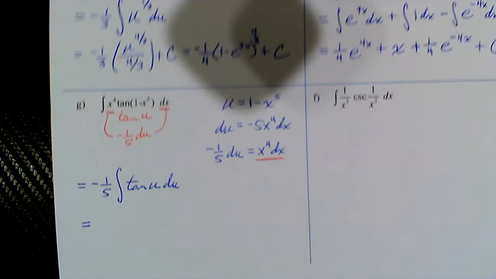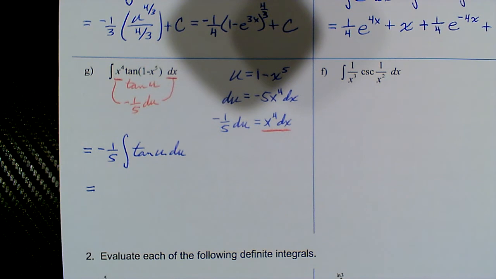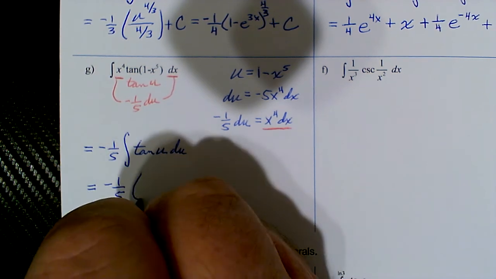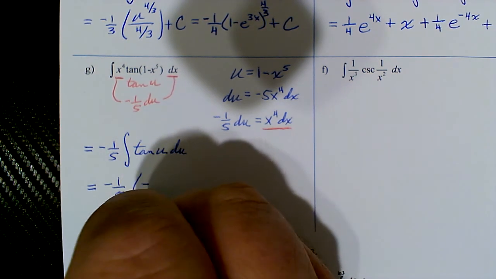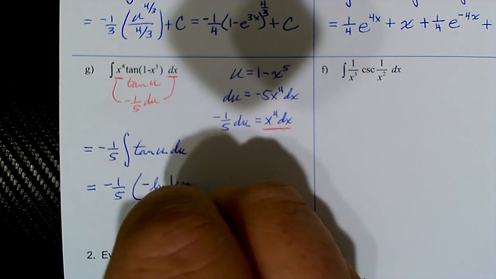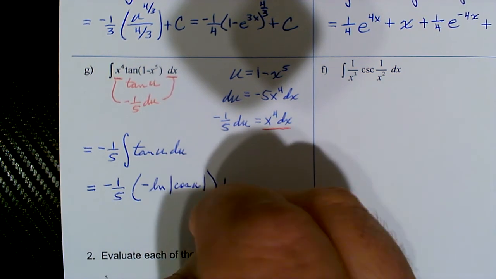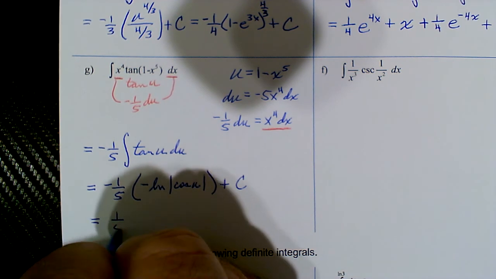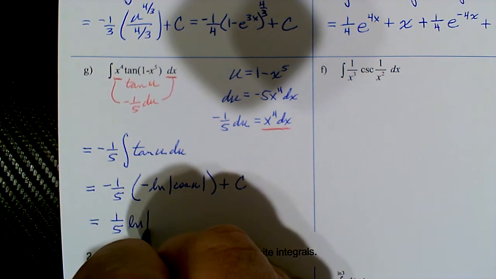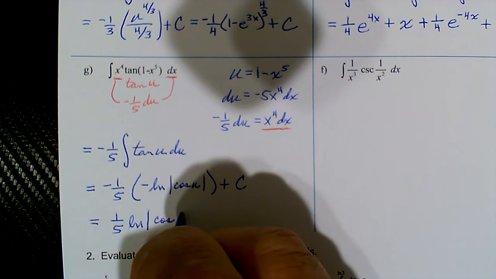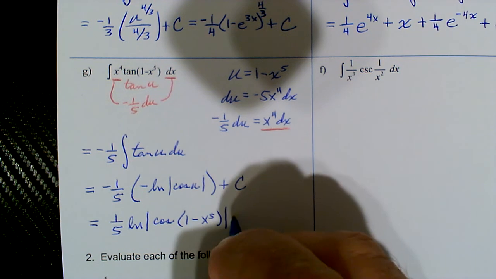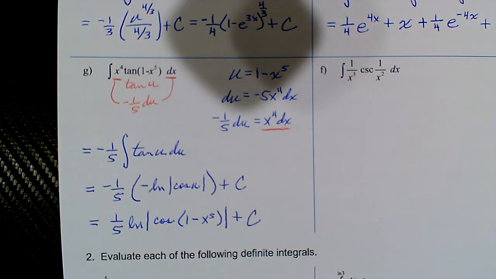So at the very least, make sure you know to reference your formulas. Again, I won't force you to memorize this one, but know it's one of what I call the other four. Tangent integrates to be minus natural log absolute value cosine of u plus a constant. And then we'll manipulate the coefficients. We get positive 1/5 natural log absolute value cosine of the u, which was 1 minus x to the fifth. Close up the absolute values, and then plus a constant.